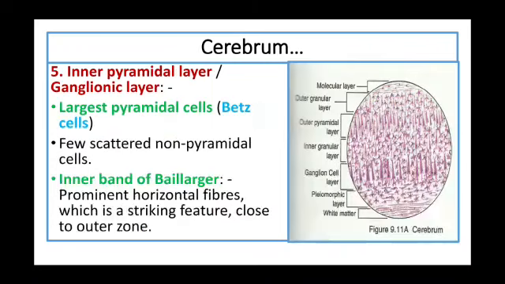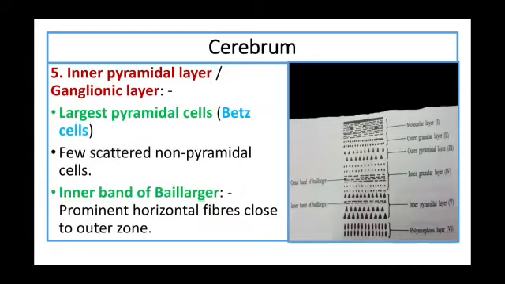Next, the fifth layer, called the inner pyramidal layer, or also called the ganglionic layer. This contains the largest pyramidal cells or Betz cells. Few scattered non-pyramidal cells are also present. This layer contains the inner band of Baillarger. These are prominent horizontal fibers, which are a striking feature close to the outer zone. So again try to identify the inner band of Baillarger in the inner pyramidal layer or the ganglionic layer.